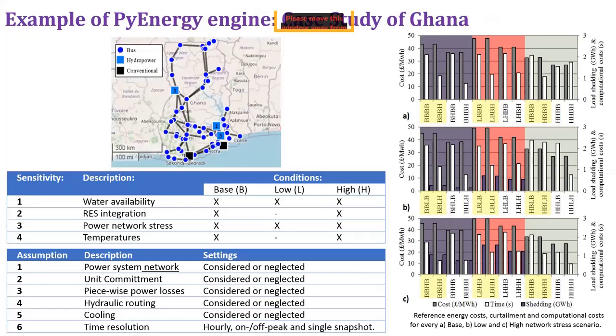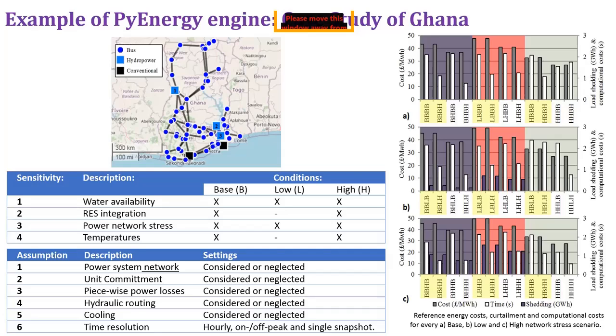As an example, we performed some studies using a simplified version of the transmission network of Ghana, and we see that the model can consider different scenarios and sensitivities, including, for example, water availability, renewables integration, stress on the network, and also the temperatures affecting the rating and the performance of power system assets. And we can define different levels of these sensitivities, for example, the base case, low, and high. And we can also tailor the settings that we have in our engine, depending again on the expectations and the needs of the end user.